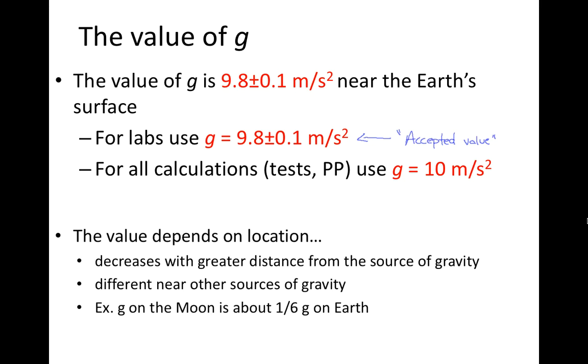But we should know, and this is very important, that the value of g depends on your location. That value decreases as you move away from a source of gravity. The value of g on the International Space Station in orbit around the Earth is less than the value of g when we're standing on Earth's surface. And it's also different near other sources of gravity. For example, if you go to the moon, you'll experience a value of g that's about 1/6 the value of g on Earth.